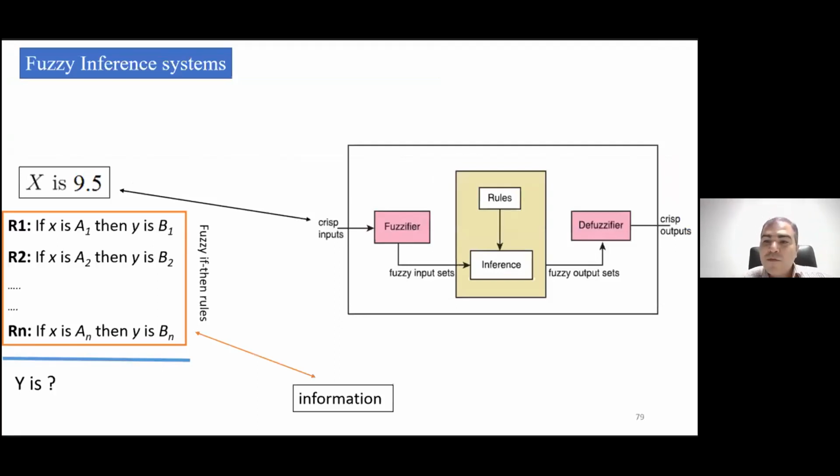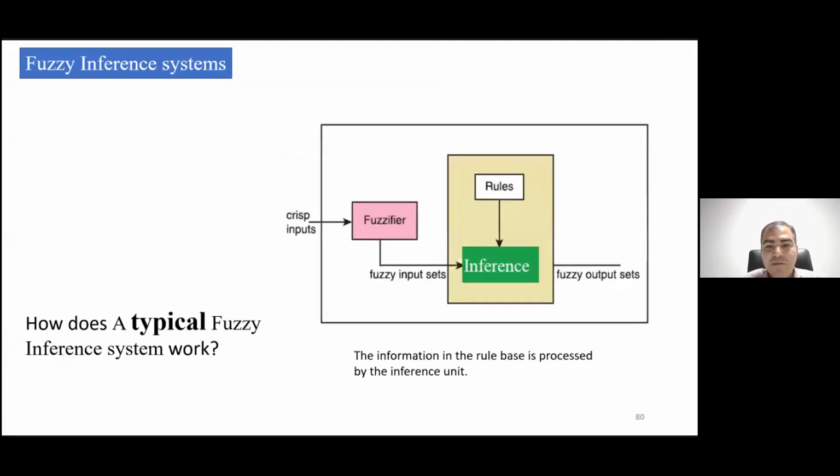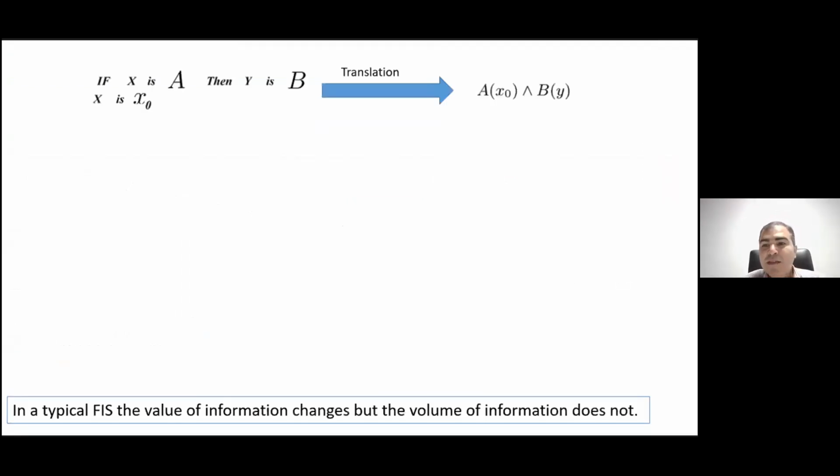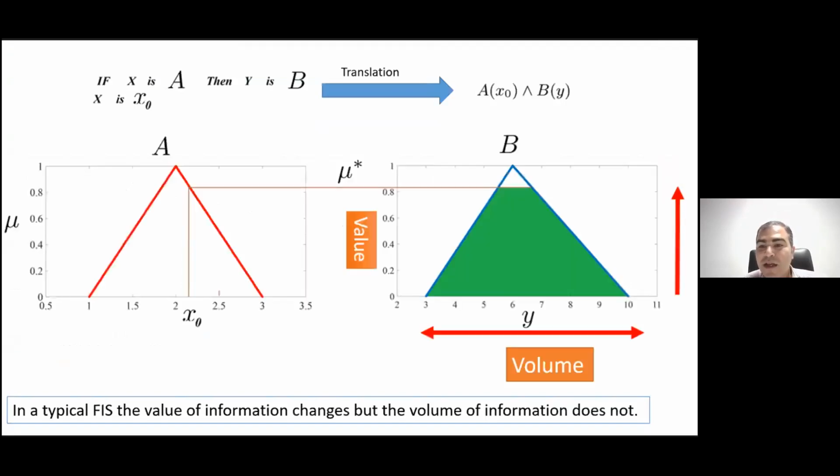Now, we shall turn our attention to fuzzy inference systems. How does a typical fuzzy inference system work? Let's recall it. Consider the single fuzzy if-then rule: if X is A, then Y is B, with the crisp input X is X naught. The figure in the current slide shows visually the output fuzzy set highlighted by the green color.